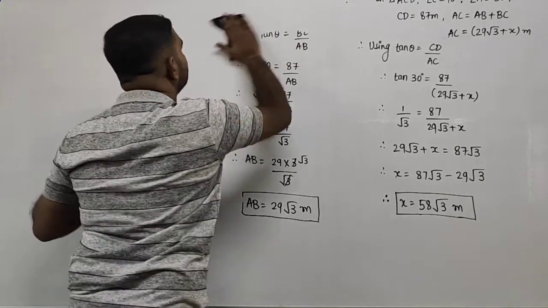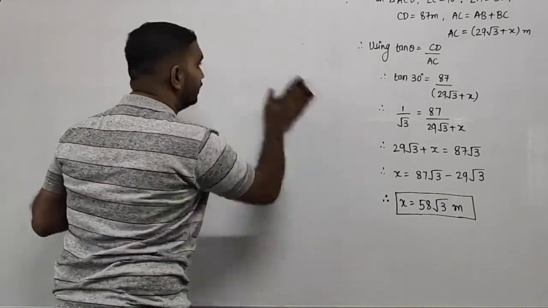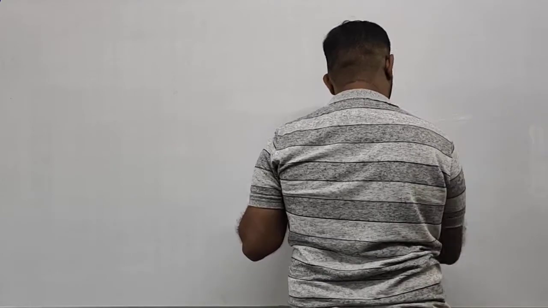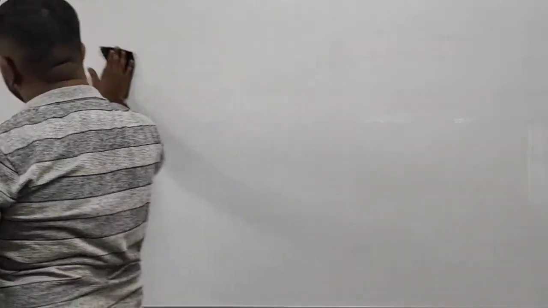Moving on to the last question of this chapter. That is the 15th question. A straight highway leads to the foot of a tower. A man standing on the top of the tower observes a car at an angle of depression of 30 degrees, which is approaching the foot of the tower at a uniform speed. 6 seconds later, the angle of depression of the car is found to be 60 degrees. Find the time taken by the car to reach the foot of the tower from this point.